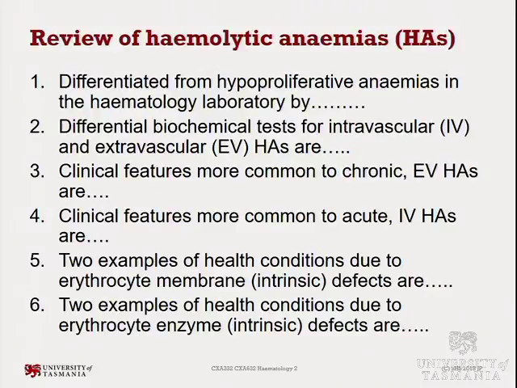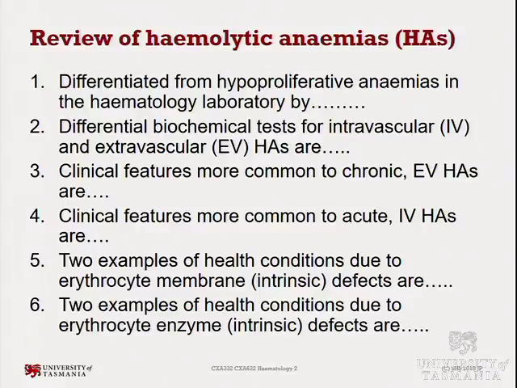So examples of health conditions due to intrinsic defects or erythrocyte membrane defects. Did anyone think of a couple of those? Hereditary spherocytosis, well done. Anything else? Hereditary elliptocytosis, yes. Okay, so there's two there. They're the two main ones. There's a few others as well.